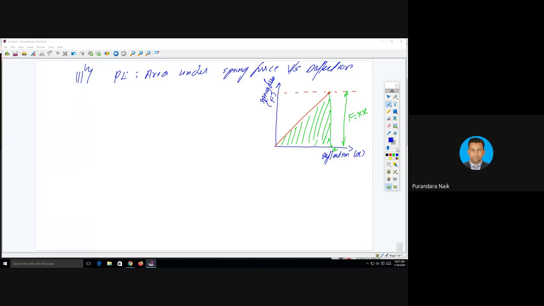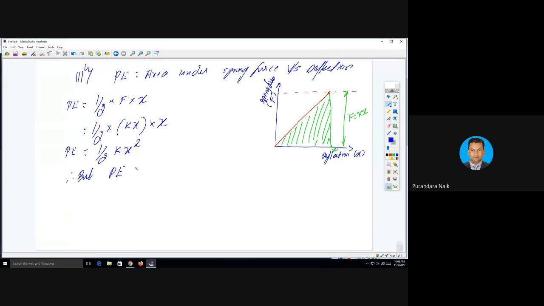So the area under the curve, it is equal to potential energy, is half into K X, that is half into F into X. It is equal to half into F, which is K into X, into X. Therefore, potential energy, final equation, half into K x square.